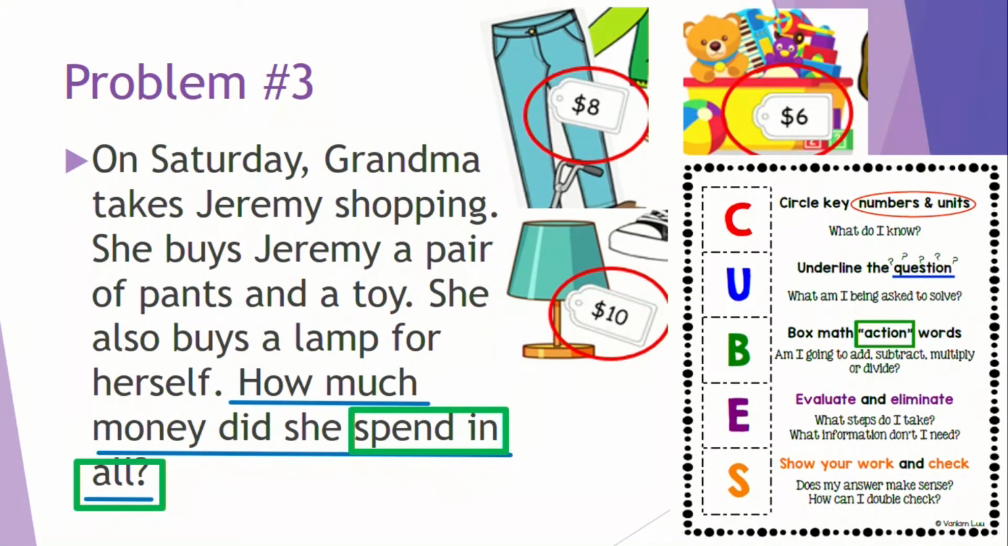And then we're going to do E, eliminate. Do you see extra information in this problem? On Saturday, Grandma takes Jeremy shopping. It gives us a detail about the story, but it does not help us solve the problem. So let's cross it off. All right, now we're going to solve it.